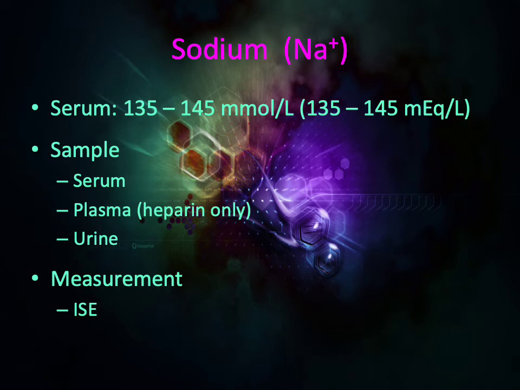Normal range for serum and plasma is 135 to 145 millimoles per liter, or 135 to 145 milliequivalents per liter. Acceptable samples for analysis include serum, plasma, heparin only, and urine. Measurement is by ISE.